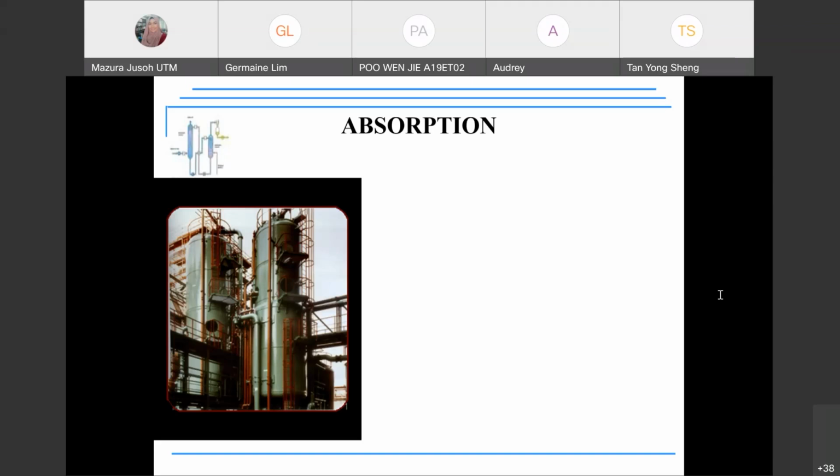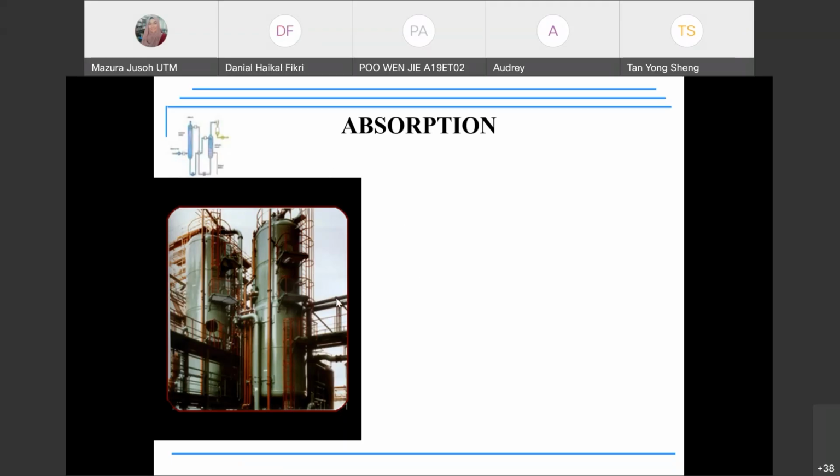So today we are going to learn about absorption. And for absorption, it's not necessarily air only. Okay, it can involve other types of gases or other components apart from the air only. Okay, so what is absorption? Can you see my slides? Yes, Doctor. Okay, all right.